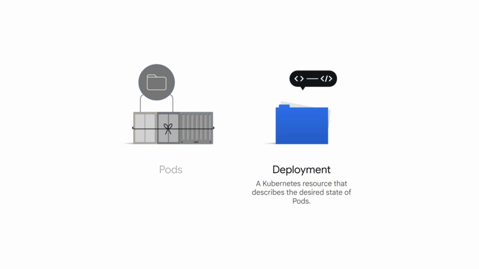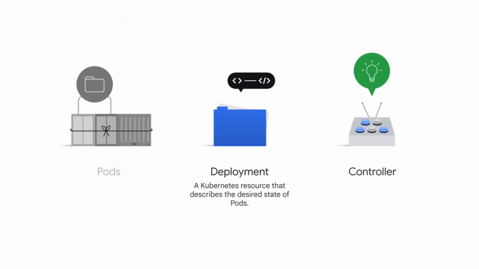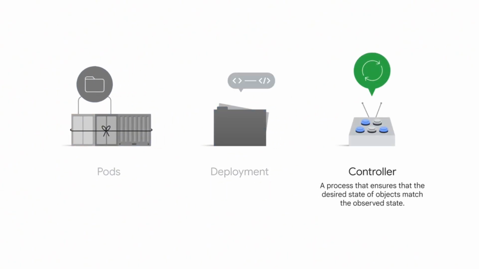A deployment is a Kubernetes resource that describes the desired state of pods. Deployments are managed by a built-in controller. A controller is a continuously running process that monitors the state of an object or set of objects running on the cluster and takes action to ensure that the desired state matches the observed state.